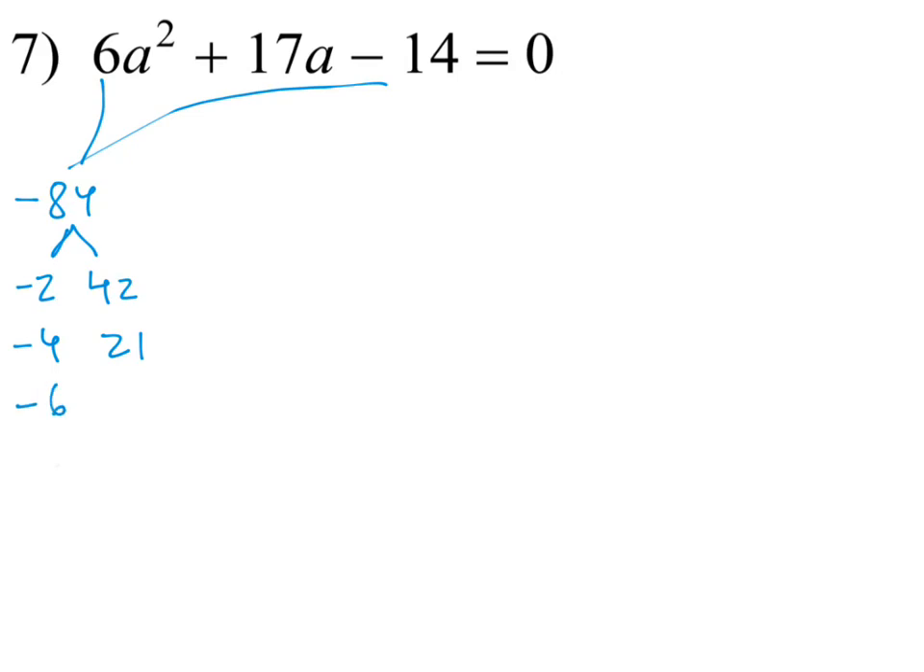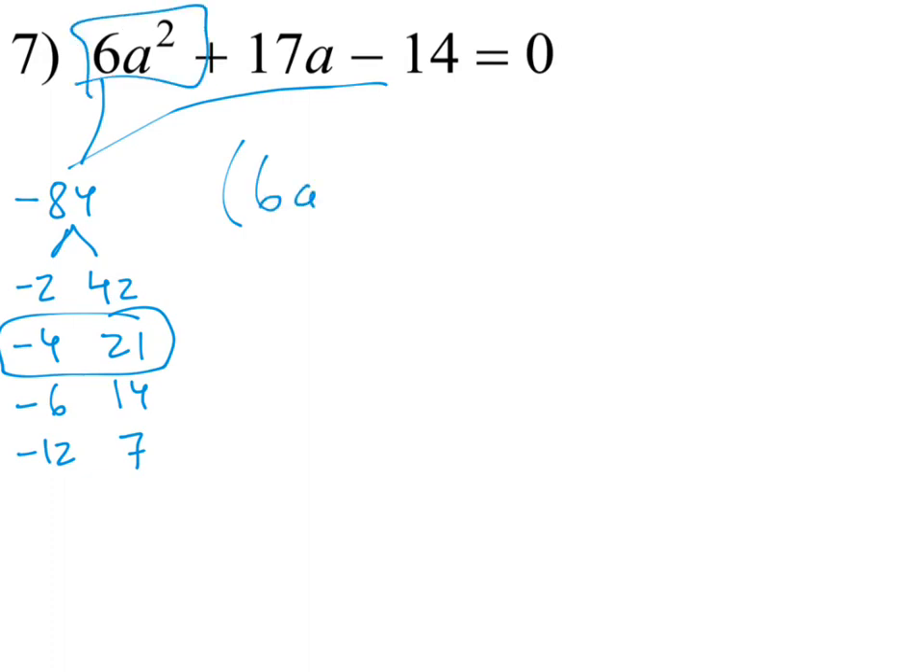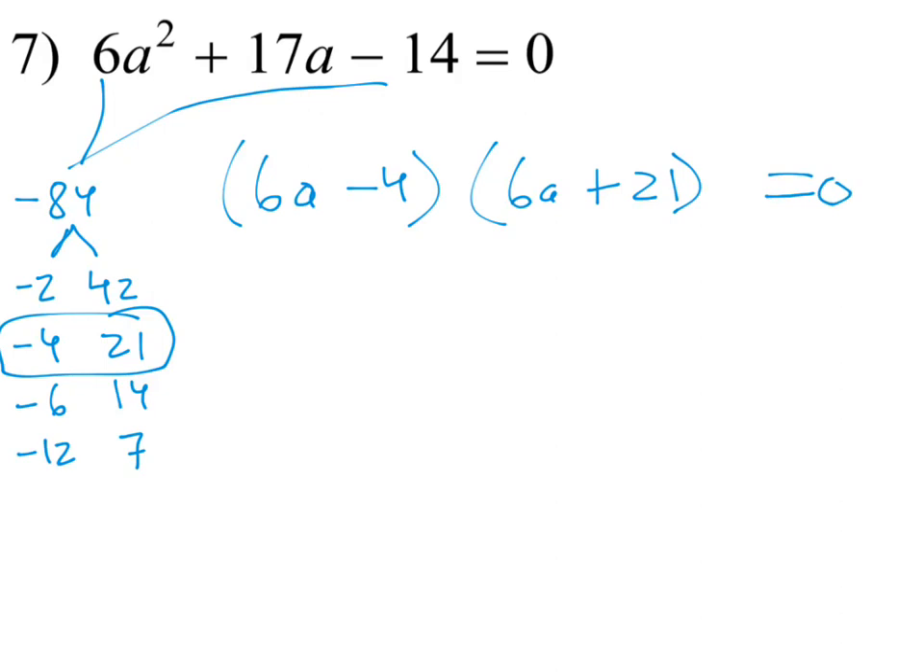It's also divisible by 6 and 14. It's divisible by negative 12 and 7. You have to find out which of these factors are going to add up to be 17, and it happens to be these two. And so we're going to write our two binomials. You're still going to use 6a in the front of both temporarily. So you're looking at this, and it's going to equal 0.